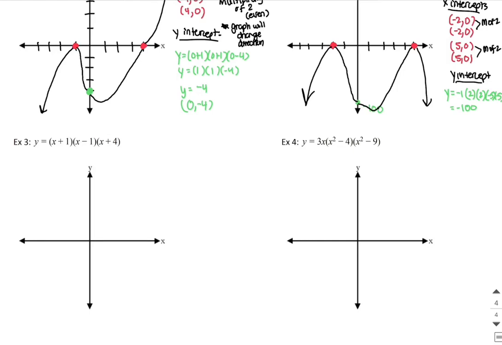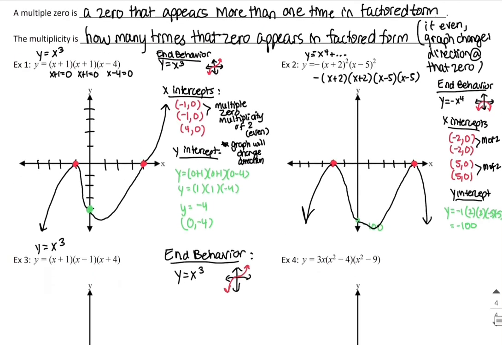All right, if I do example 3, end behavior to start, I know the end behavior is going to look, well, it's going to be y is equal to x cubed. I have 3 factors there multiplied together. So y equals x cubed, which I know looks like this.